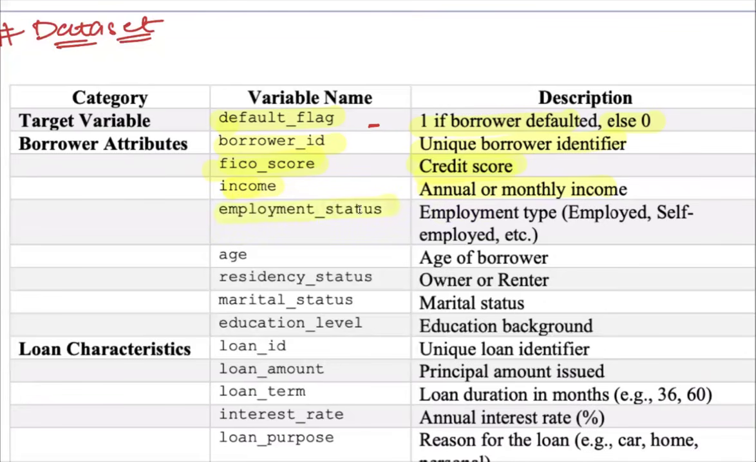Employment status: whether you are employed somewhere, working somewhere, or you have a business of your own. Because a lot of times, if you have a business of your own, they will check whether you have a loan on the business or not. Because a lot of times, let's say you have a steel industry, right?